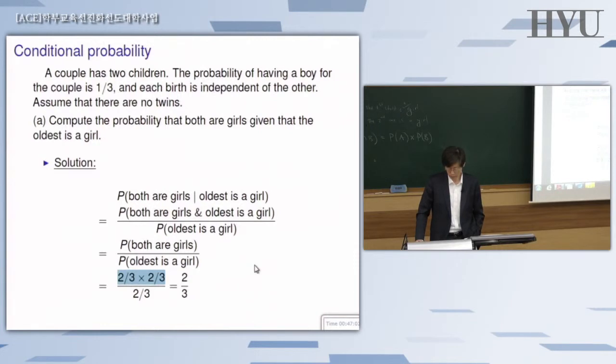And the bottom one is obvious. The oldest one being a girl is 2/3. So if you do this, one of these 2/3 at the top is going to cancel with what's in the bottom, so you're left with the other 2/3. That's your final answer.